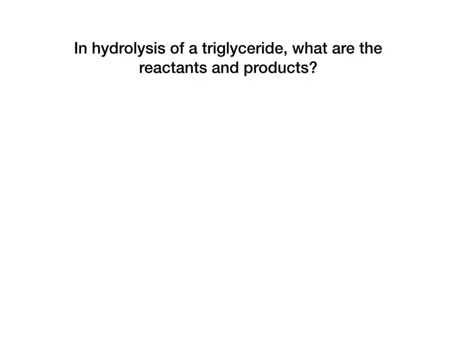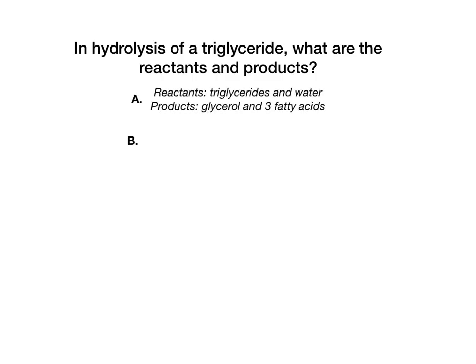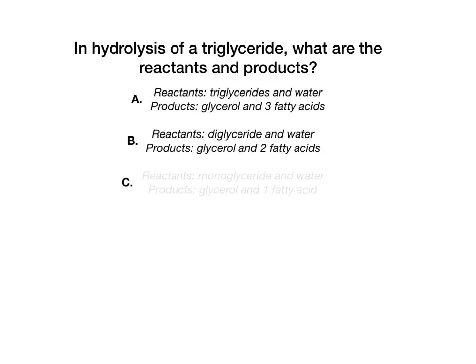Okay, so in hydrolysis of a triglyceride, what are the reactants and what are the products? Is it A, the reactants are triglycerides and water, products are glycerol and 3 fatty acids? Is it B, reactants are the diglyceride and water, the products are glycerol and 2 fatty acids? Or is it C, the monoglyceride and water are the reactants, and the products are glycerol and 1 fatty acid?